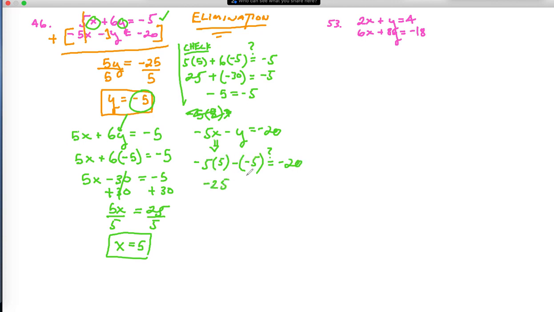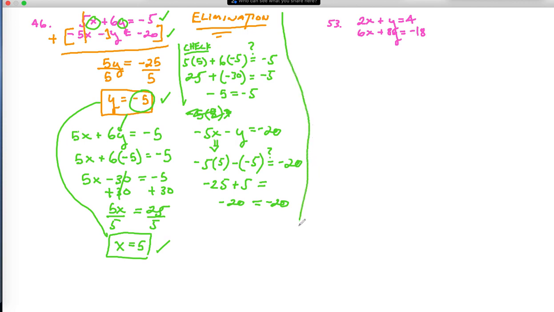Negative minus the negative is plus the positive. Negative 25 plus 5 is negative 20. Negative 20 equals negative 20, and it works for the bottom equation. So this solution worked for the top and it worked for the bottom, so it is indeed a solution to the system.